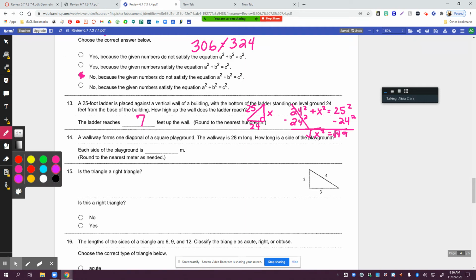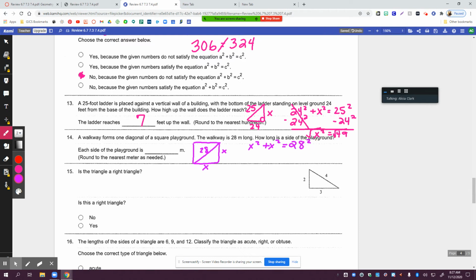Now, you do have the question about the walkway here. So talking about the square playground, and you have a walkway that is 28 meters long. If you know it's a square playground, remember that means the sides are the same. And you're trying to figure out what's the length of one side. So the two sides would be like the legs, x squared plus x squared. That's equal to 28 squared, the walkway.